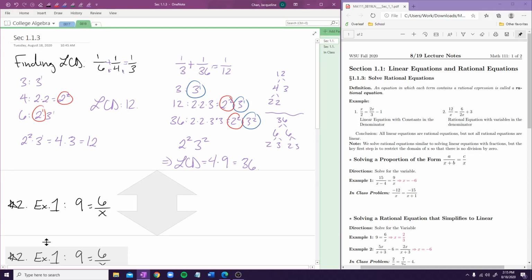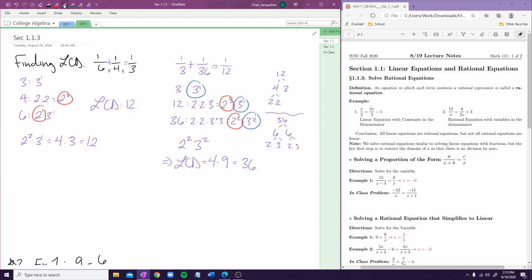Okay, remember what is a linear equation? A linear equation is when you can rearrange it and it looks like the form ax plus b is equal to 0. So x over 2, I can rewrite that as 1/2 x. And then 2x over 3 can be rewritten as 2/3 x minus 1.